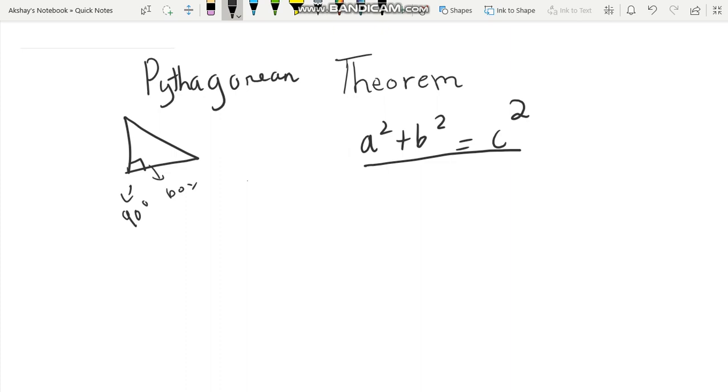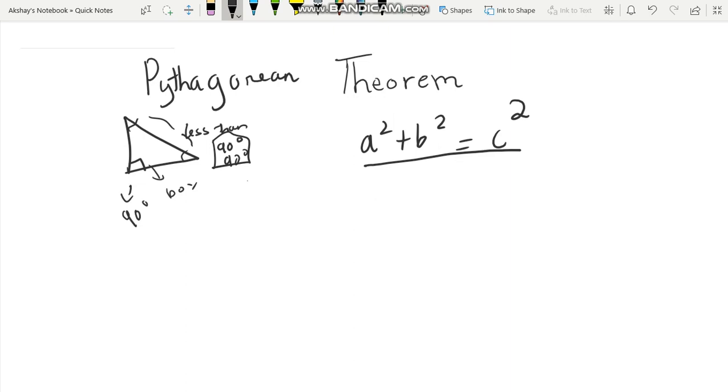So let's get back to a triangle. We know it's a right triangle. Always one angle is equal to 90 degrees. And when that angle is equal to 90 degrees, the other two angles always have to be less than 90 degrees. And when they both add up as well, they have to equal 90 degrees.